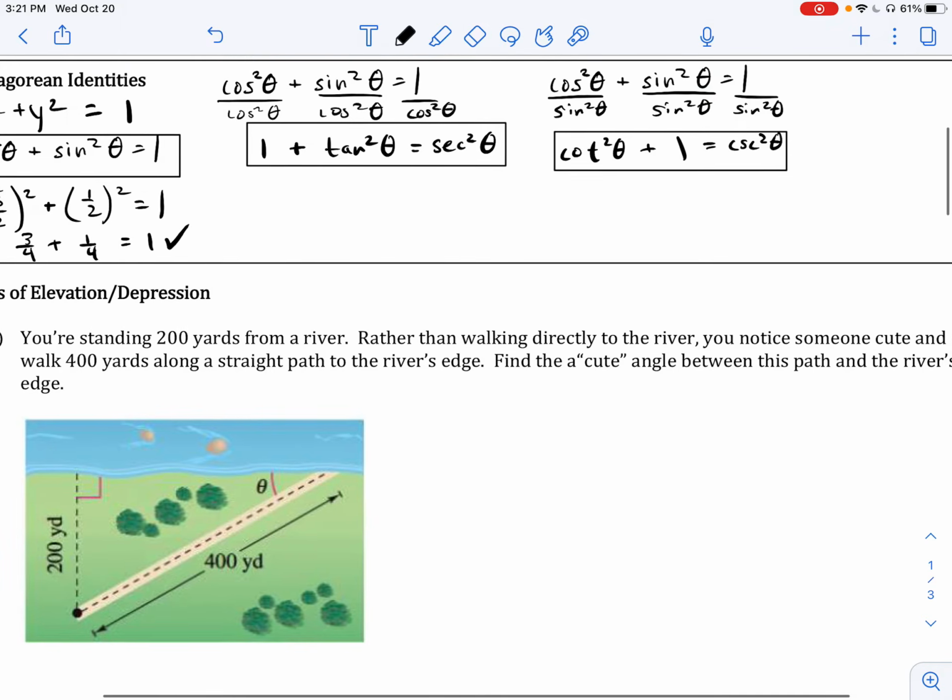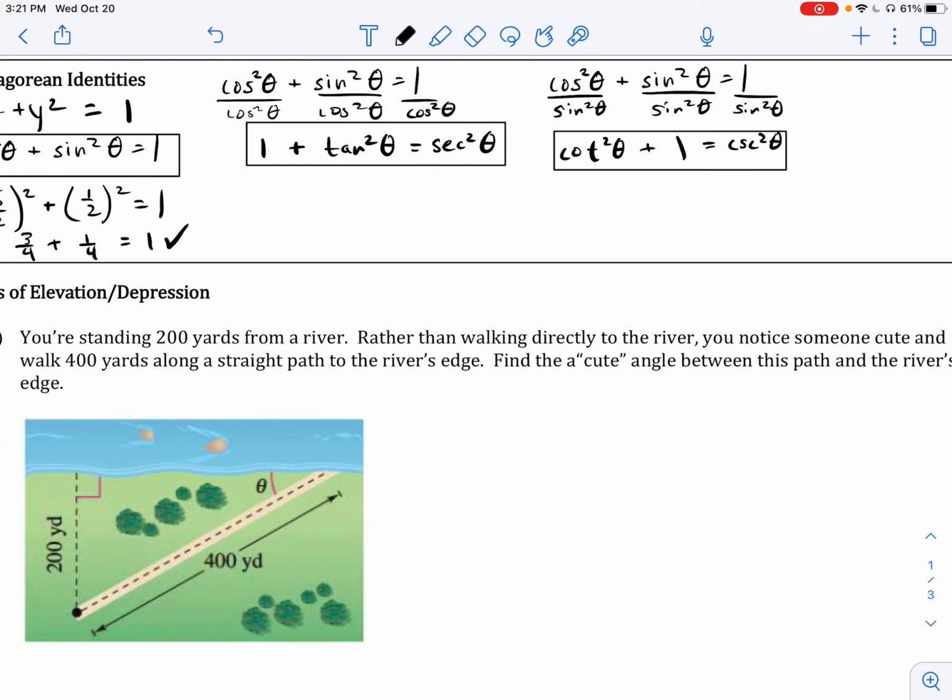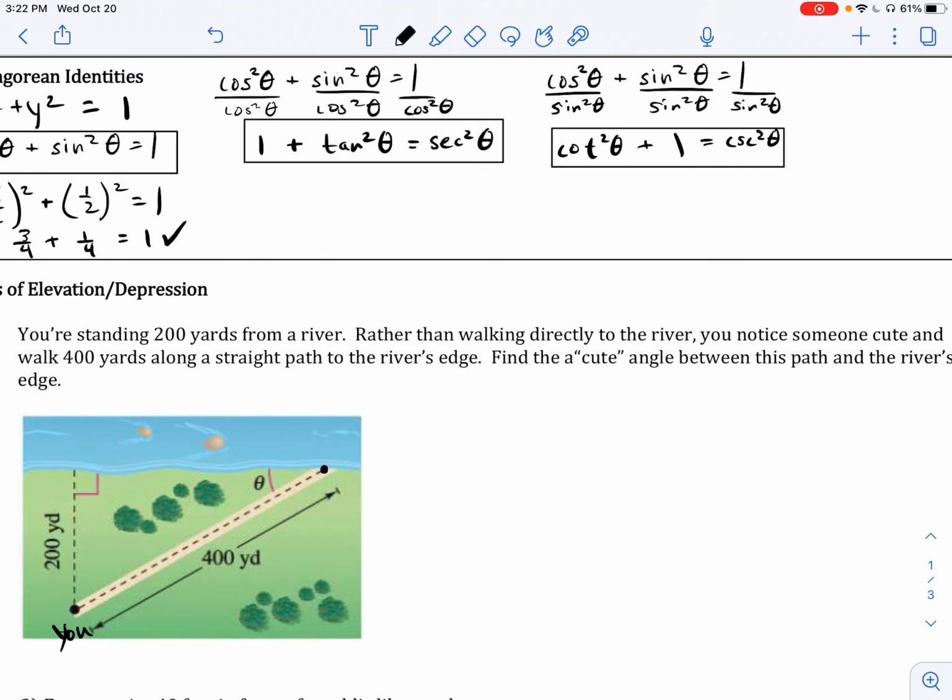All right, so you're standing 200 yards from a river, so this is you. And rather than walking directly to the river, you notice someone cute and walk 400 yards along a straight path to the river's edge. This is the cute person right over here. Find the acute angle between this path and the river's edge.